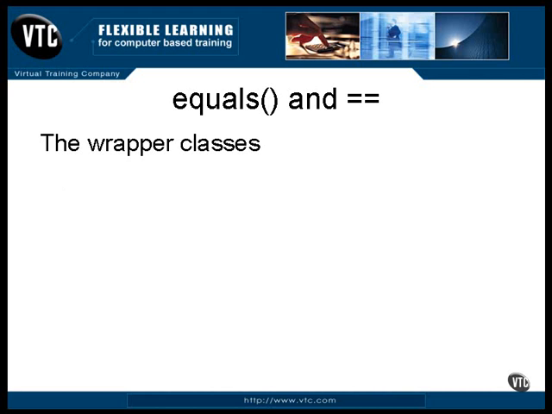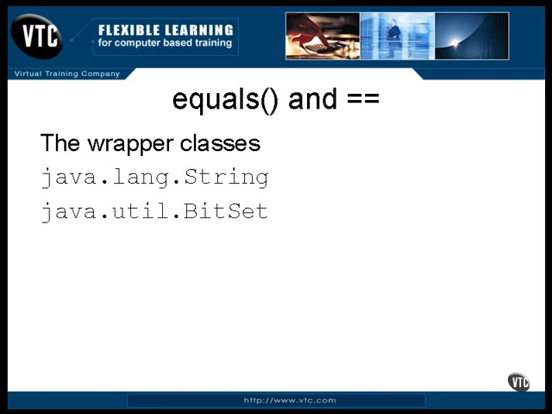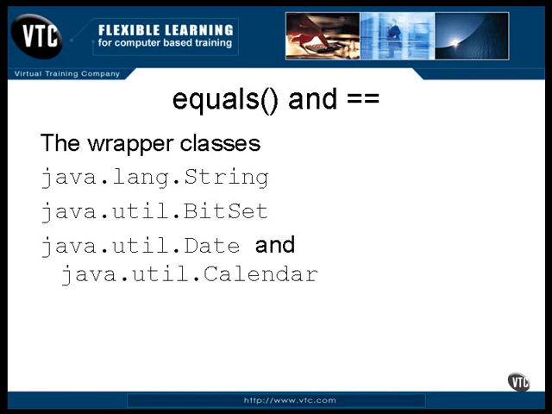The equals method of the wrapper classes, integer, long, double, character, boolean, they'll return true if the other object is of the same type as this one and contains the same value. The equals method of the string class returns true only if the other string object contains the same sequence of characters as this one. The equals method of the bitset class returns true only if both bitset objects contain the same sequence of bits. The equals method of the date and calendar classes only return true if the other object is of the same type and contains the same date and time.